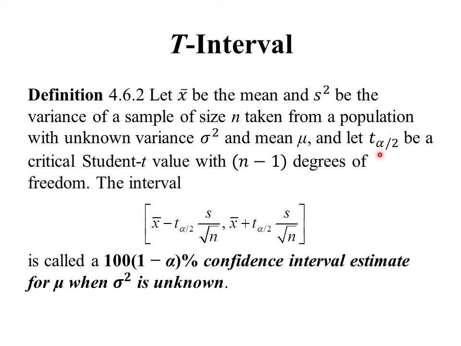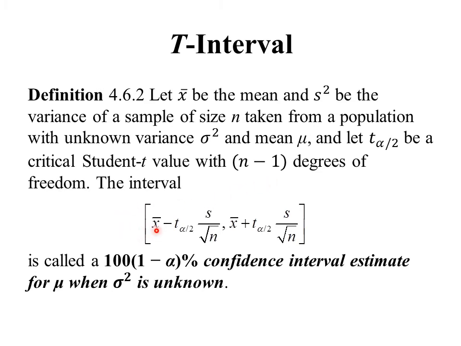Okay? So then let t sub alpha divided by 2 be a critical student t-value with n minus 1 degrees of freedom. So like in section 6.5, that number alpha is called the significance level. And so we're going to start off by first choosing that number, and then we'll use that to find the critical value. And this critical value has n minus 1 degrees of freedom.